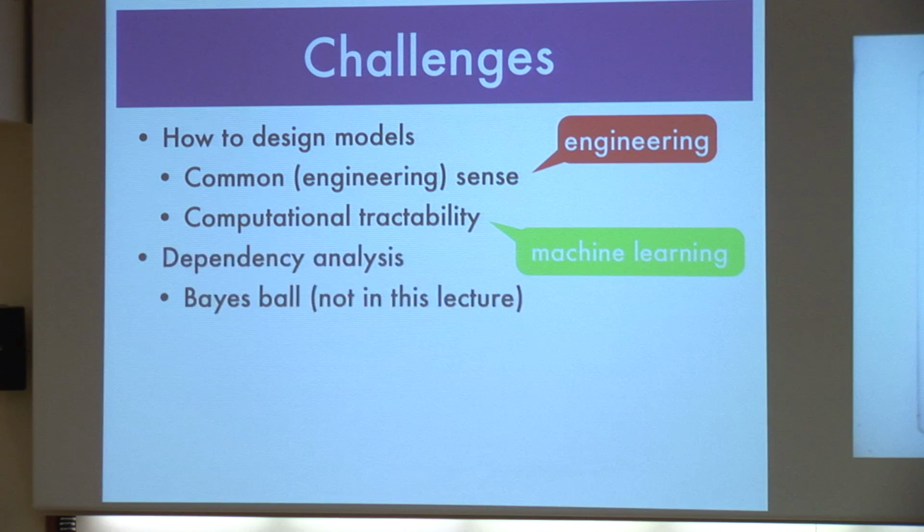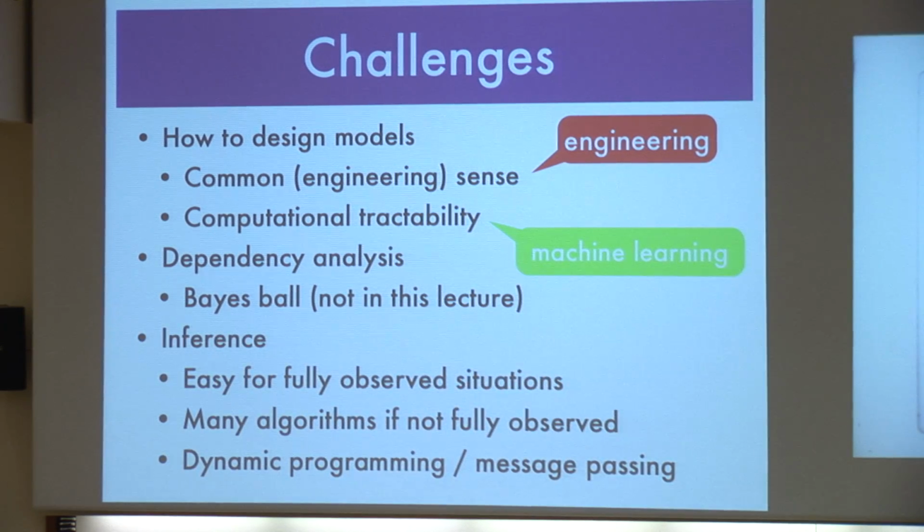There's a couple of things that I'm not going to discuss in this class, which is basically all the dependency analysis for directed graphical models. There's the so-called baseball algorithm by Schachter. And you can read up on that. It's actually a very pretty algorithm which shows you which things are dependent. And what I'll be talking about a bit is how to do inference. So dynamic programming, message passing, and so on. Any questions right now?